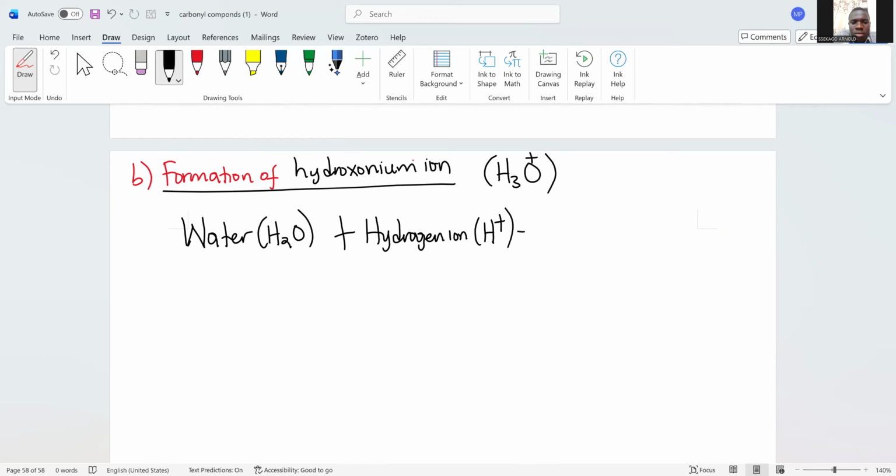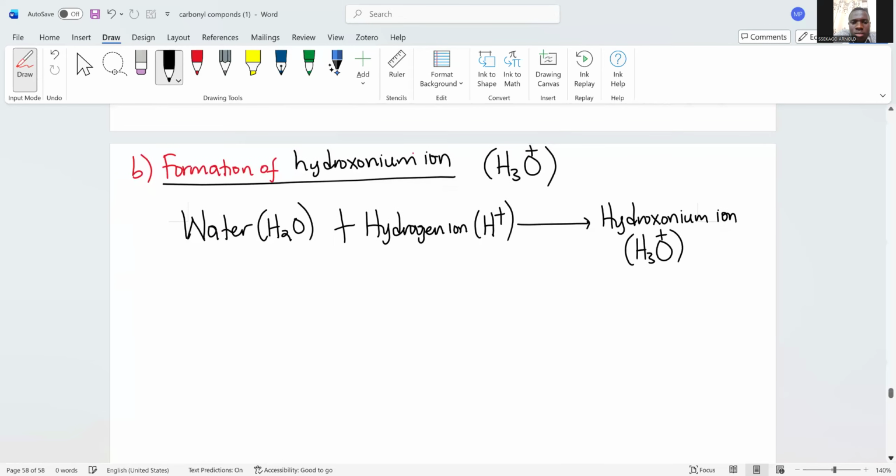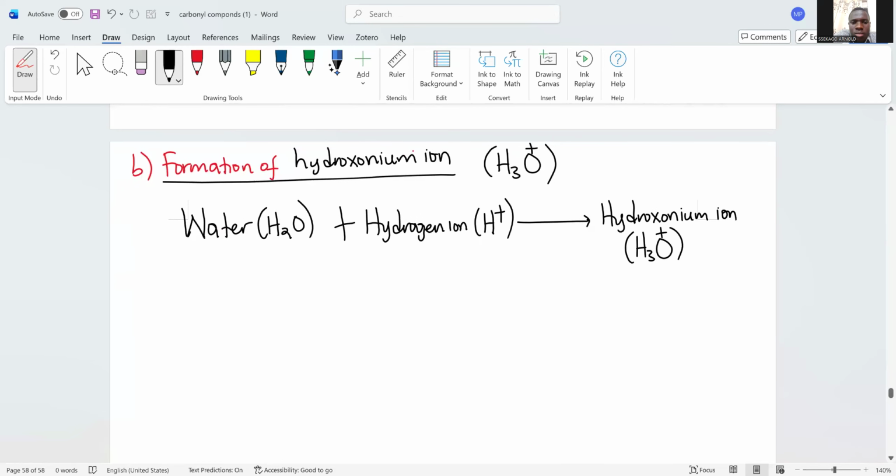So what do we form? We form hydronium ion, H3O+. So when you look at the material which you have in your books, we are able to draw the structure of water. So look at that structure of water, you'll see that this is how it was looking like.